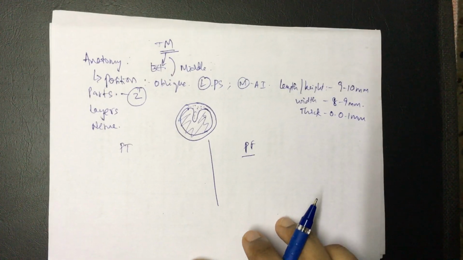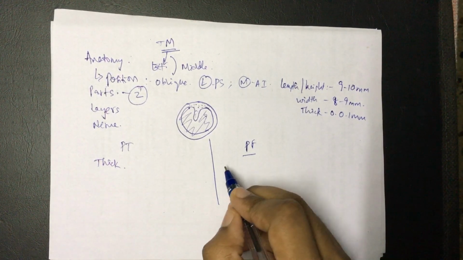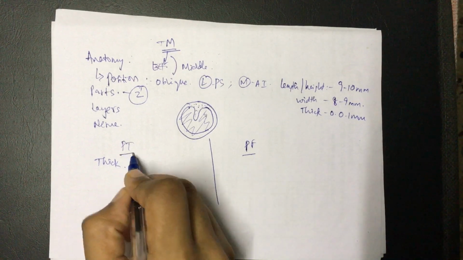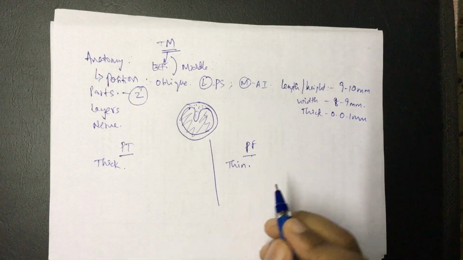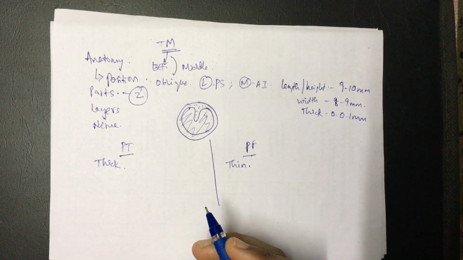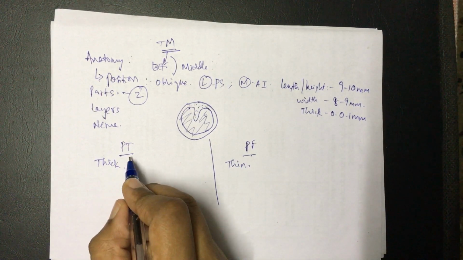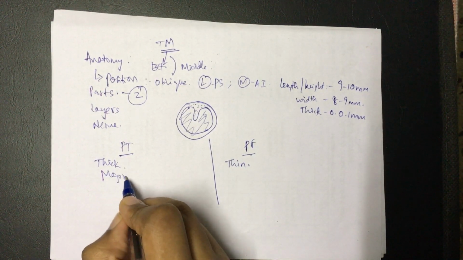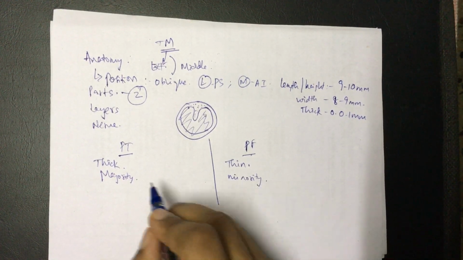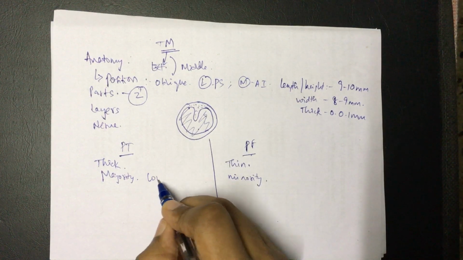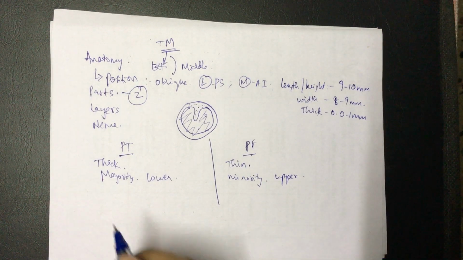Pars tensa means that it's going to be tense. So the tympanic membrane is a bit thicker here, whereas pars flaccida means it is flaccid. Well, if it is flaccid, it's going to be a bit thin, right? Okay, so that is the major difference. And the second difference is the position of it. The pars tensa forms the majority of the tympanic membrane. This forms a minority of the tympanic membrane. Third is that the pars tensa is in the lower part of the tympanic membrane. This is the upper part of the tympanic membrane.